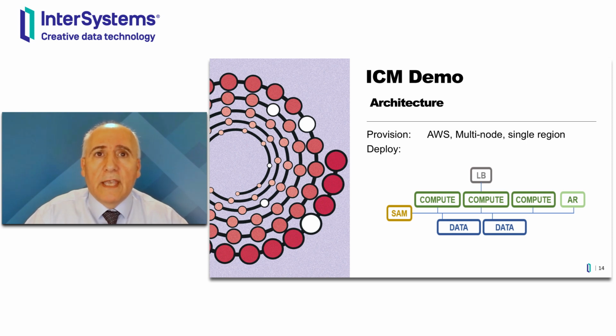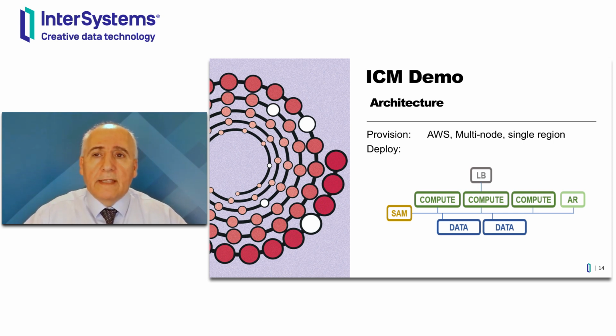I will be using AWS in this particular case. Today, I will be deploying a multi-node architecture, not just a single server. And I'll be doing it only in one region. I want to have a load balancer. I want to have a distributed set of 3 compute nodes.